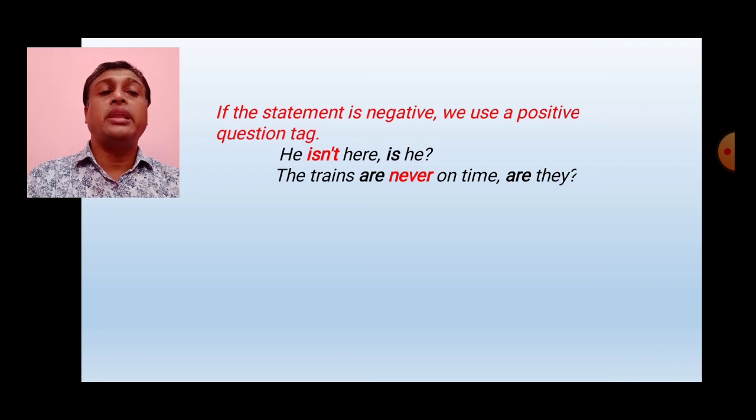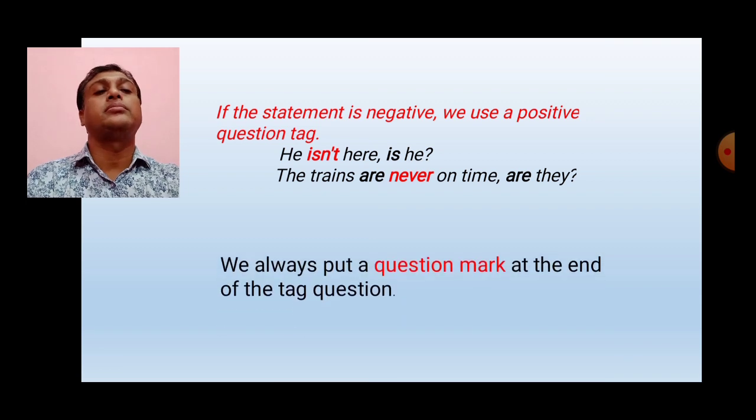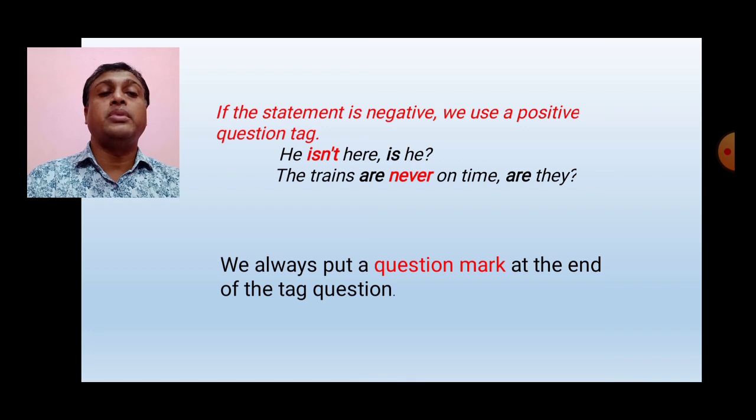The trains are never on time. This statement is also negative because never is present here. We all know that never is a negative word. So we will not write not in our answer. And the answer to this statement is are they. We always put a question mark at the end of the tag question.